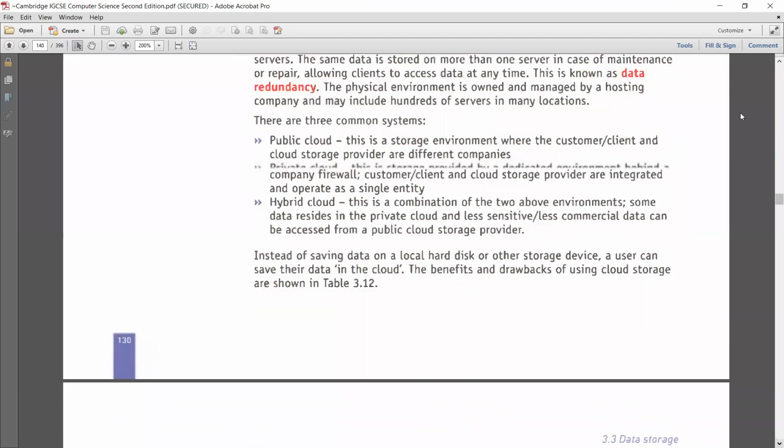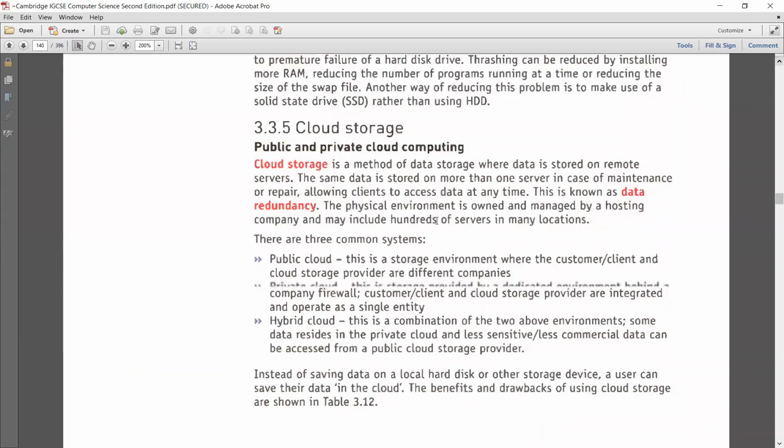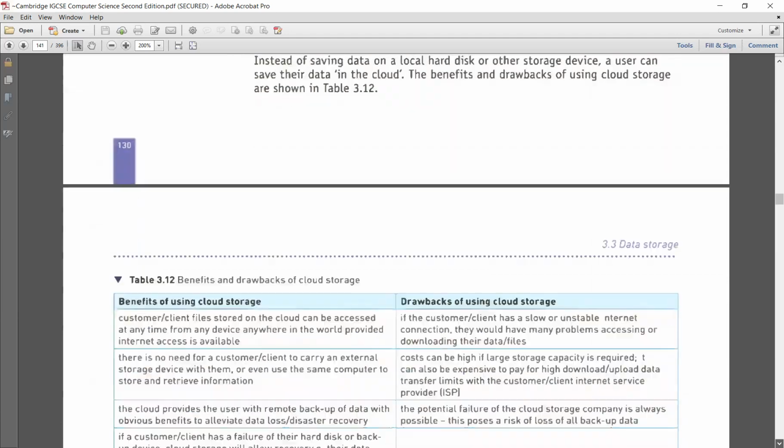After that, what you need to know is the cloud storage, the types of cloud, why the use of cloud: the public cloud, the private cloud, and the hybrid cloud. Public cloud is a storage environment where the customer and the client are different companies. Private cloud, what is it? And then hybrid cloud, a combination of the above. And what is the advantage?